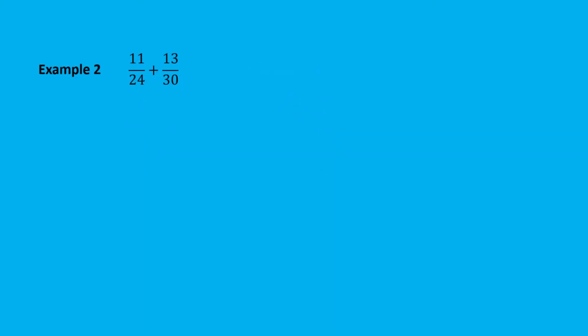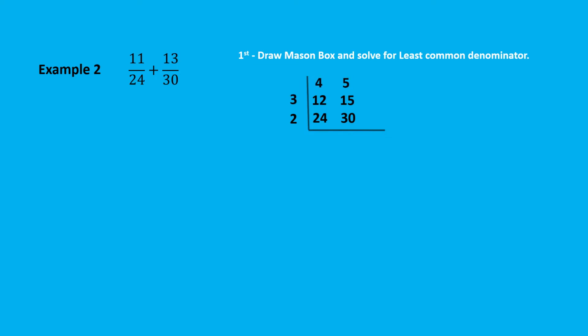Example 2, let's take 11/24 plus 13/30. Finding a common denominator for 24 and 30 could be a little difficult. So what we want to do is first draw the Mason box, put 24, 30 inside, common divisor would be 2. Then we can divide by 3 again. 3 into 12 is 4, 3 into 15 is 5. The only common divisor of 4 and 5 is 1, so we're done. Now, the least common denominator will be 5 times 24 or 4 times 30, which is 120. So 120 is your common denominator.